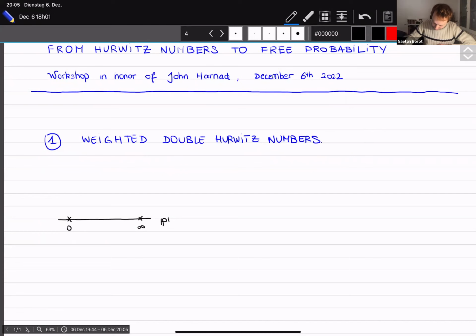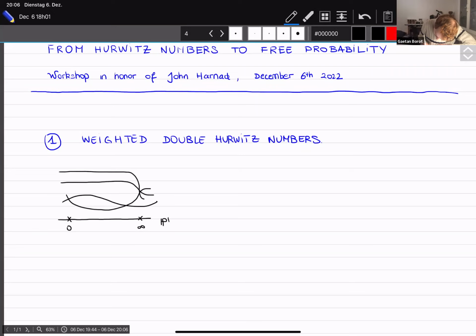So we are considering branch covers of P1, and in particular over 2 points. There can be various sheets, and there's some ramification above. So this should be above 0. And above infinity, it does something else. For example, this. So this is a branch cover of degree 4. So in general, you want something of degree D.